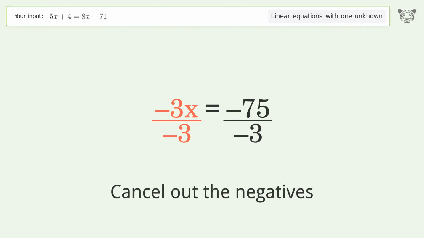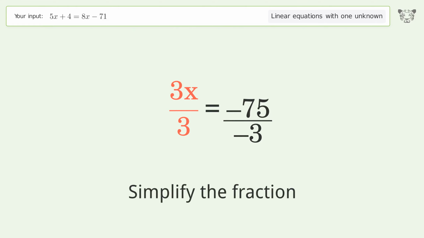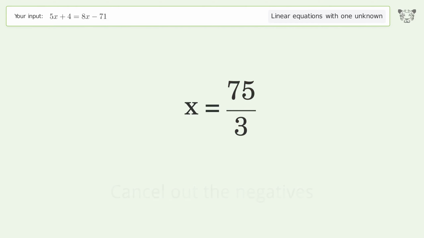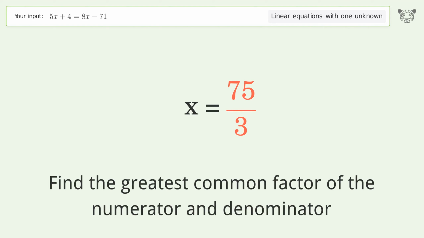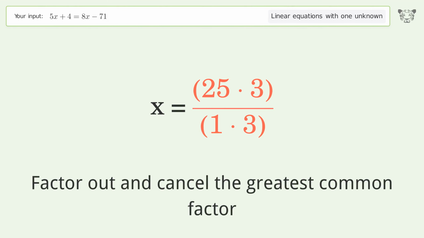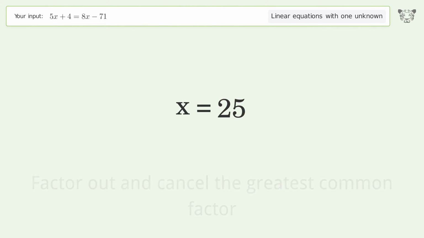Cancel out the negatives. Simplify the fraction. Cancel out the negatives. Find the greatest common factor of the numerator and denominator. Factor out and cancel the greatest common factor. And so the final result is x equals 25.